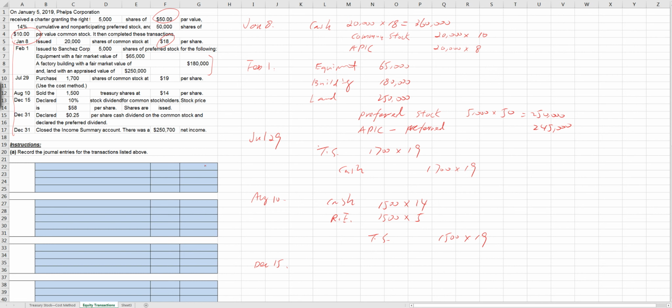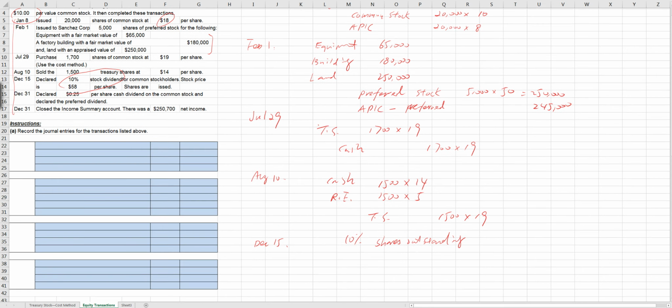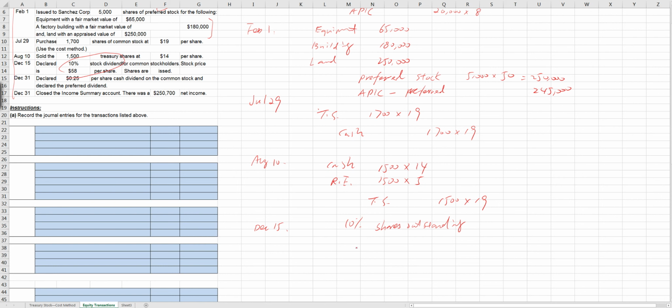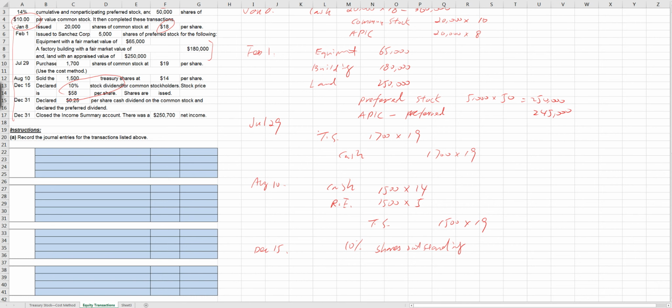And also, we're going to issue 10% stock dividend based on what? It's 10% based on shares outstanding. So we need to figure out how many shares are outstanding before we do the calculation. Well, let's check. Transaction 1, we issued 20,000 shares.